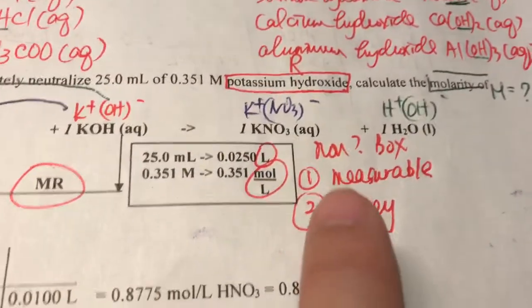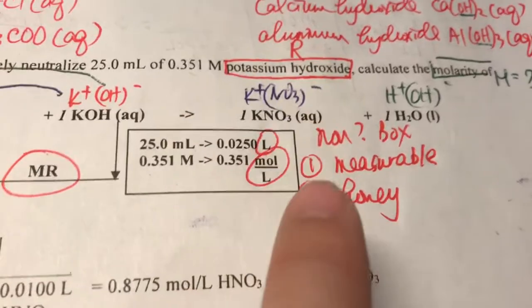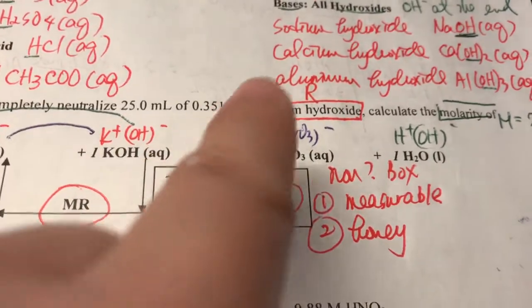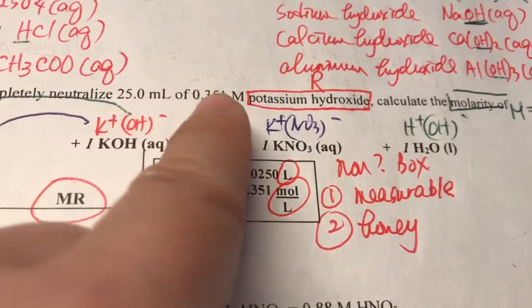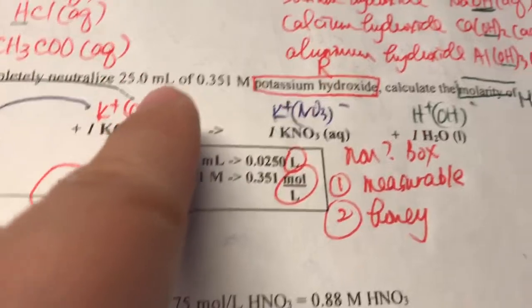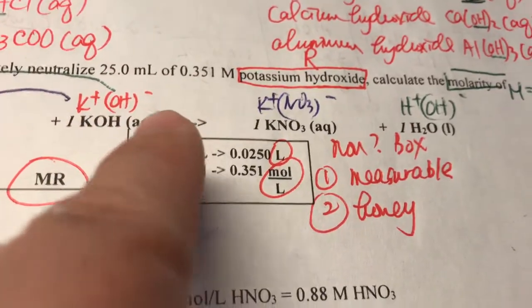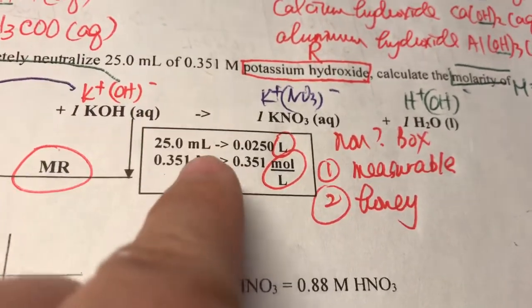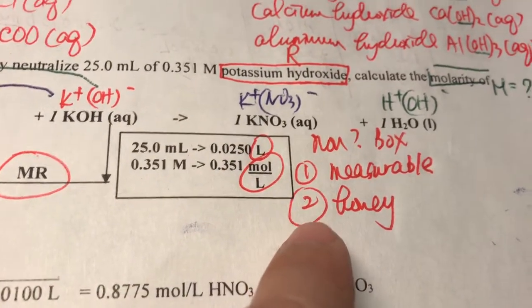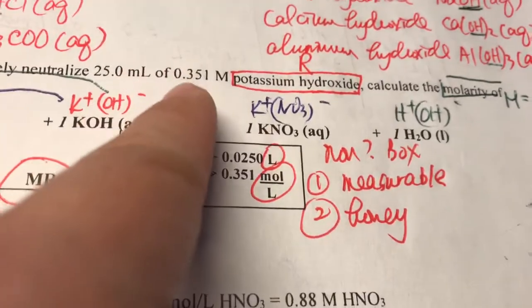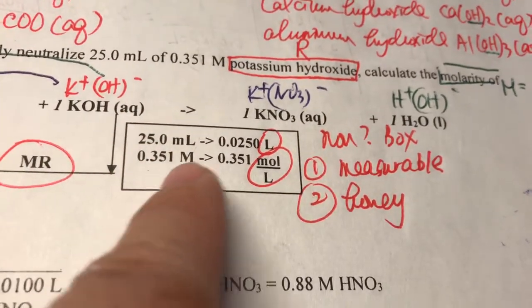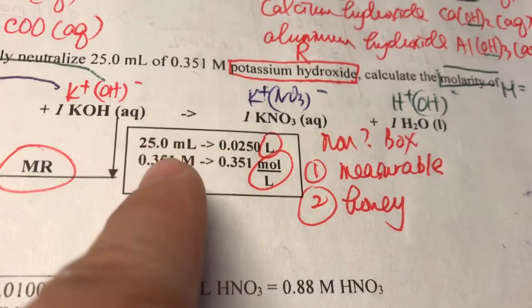Now, what about the non-question mark box? The top must be something measurable. So I have the KOH information: 25 mL, 0.351 molar. 25 mL is the measurable, so I have to put it on the top, but I have to change it to liters. And then number two is whatever is left over. So 0.351 molar must be on the bottom, and I change that from molar to mole over L.